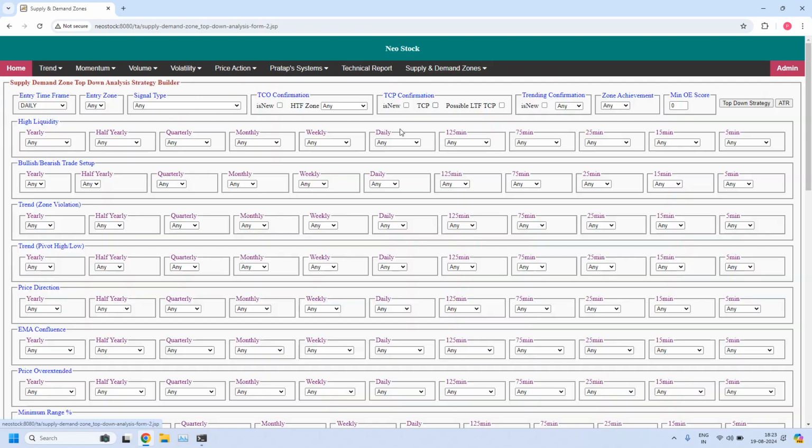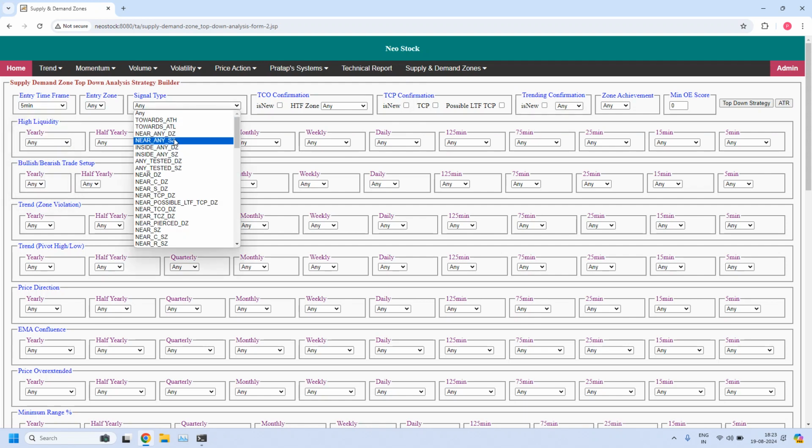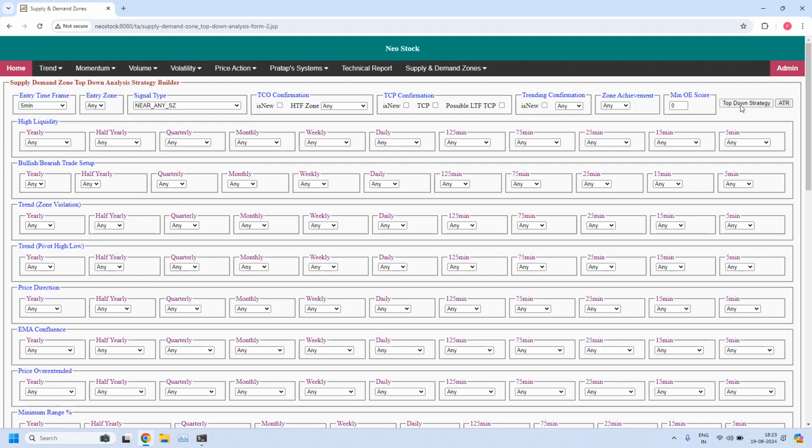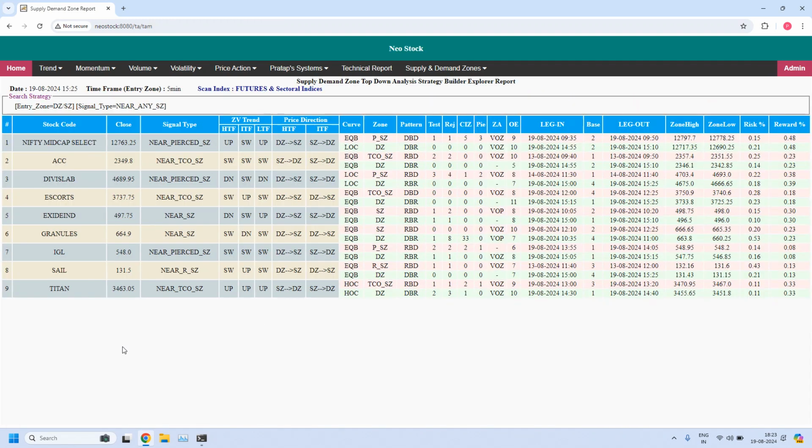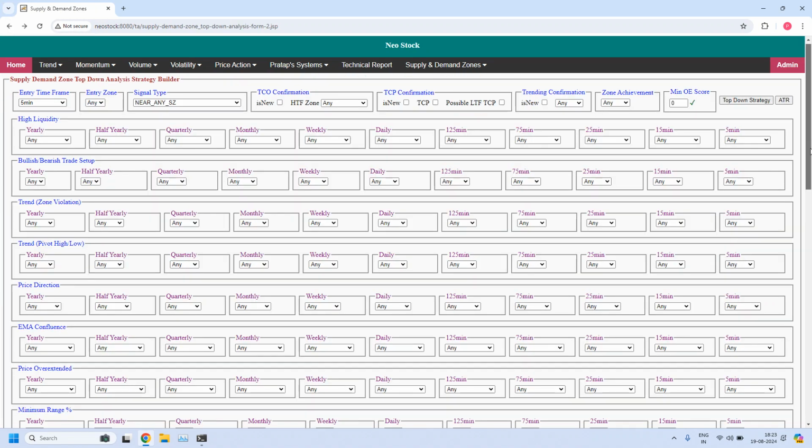Okay, in the next report for the 5 minutes time frame, let us find the stocks near the 5 minutes supply zone. 9 stocks are filtered near the 5 minute supply zones. A few zones are already pierced in the supply zones. Okay, now let's verify how many of these stocks are having confluence with the ITF time frame, that is the 15 minutes time frame. Supply zone confluence.